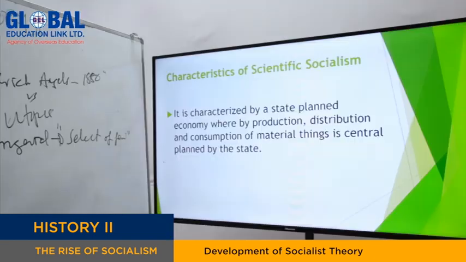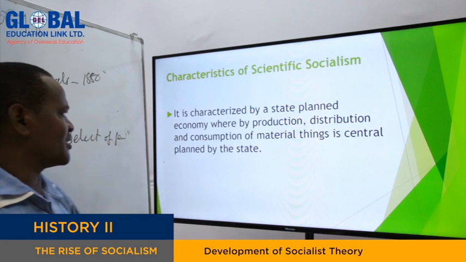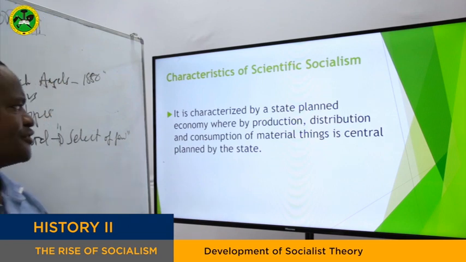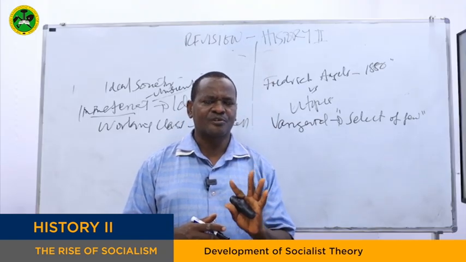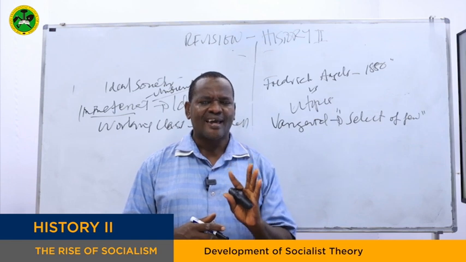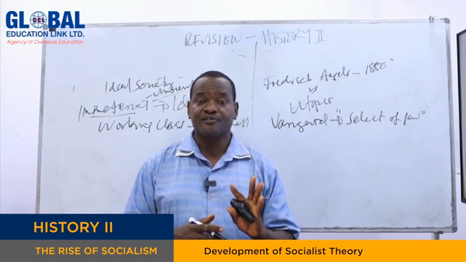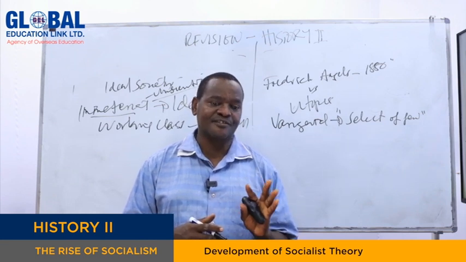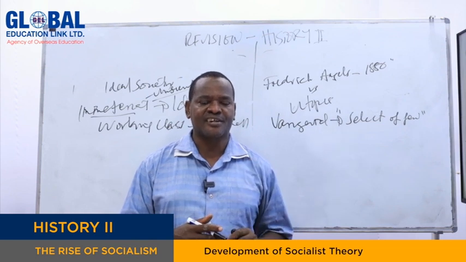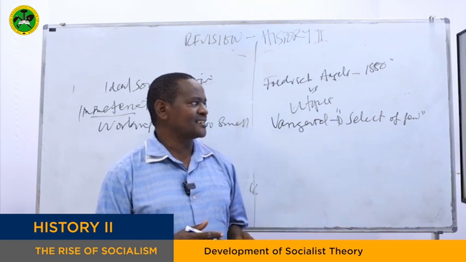Another characteristic is that it is characterized by a state-planned economy, where production, distribution, and consumption of material things are centrally planned. The government plans what to produce, when to produce, how to produce, for whom to produce, how much to produce, and so on. That means the production, distribution, and consumption of material wealth are all planned by the state. That's what is meant by a centrally planned economy.